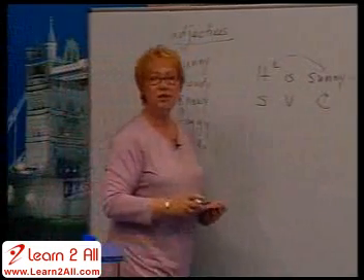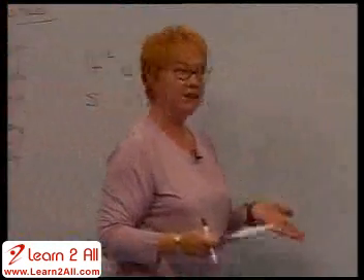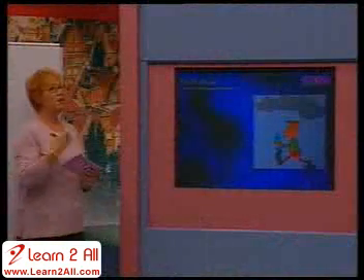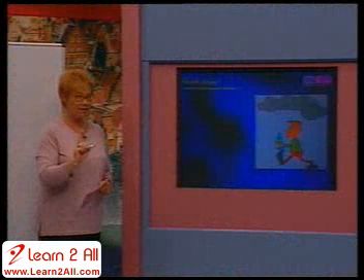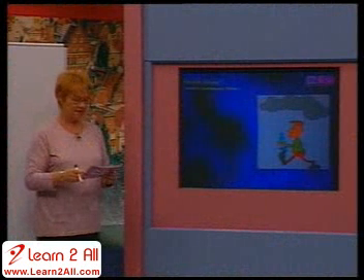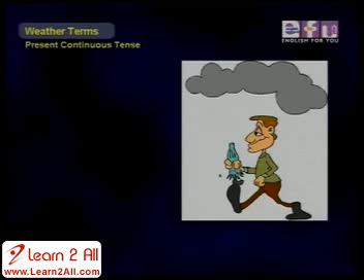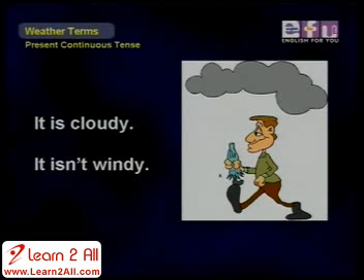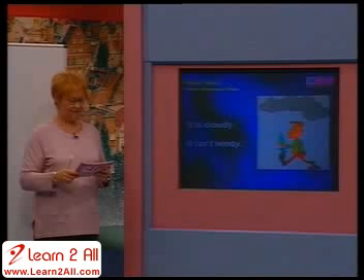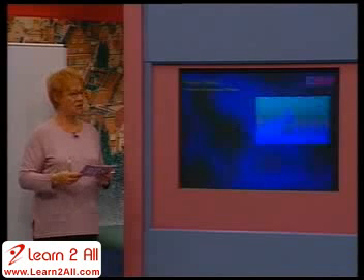Now, we're going to look at some pictures and practice using the sentences. I would like you to make one positive and one negative sentence about each one. So, Ali, I would like you to start with the first picture. It is cloudy. It isn't windy. All right, Susan, for you, the second one.